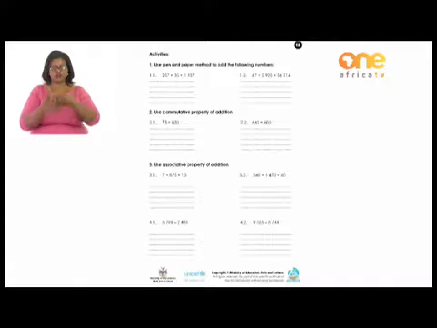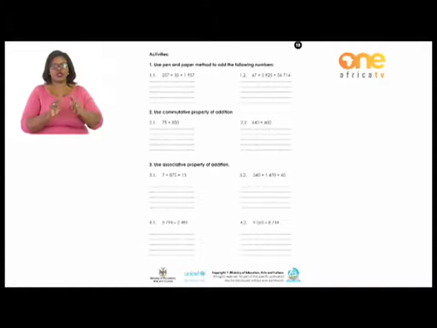On page 13, there's a really nice activity for you guys to do. Now let's go through the activity. Number 1, use pen and paper mode to add the following numbers. 1.1, 257 plus 35 plus 1,957. 1.2, 67 plus 5,925 plus 56,714. So here we apply pen and paper mode.